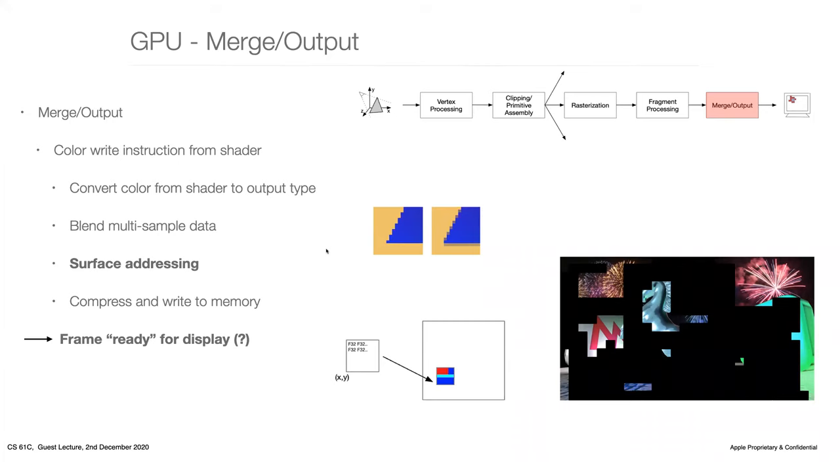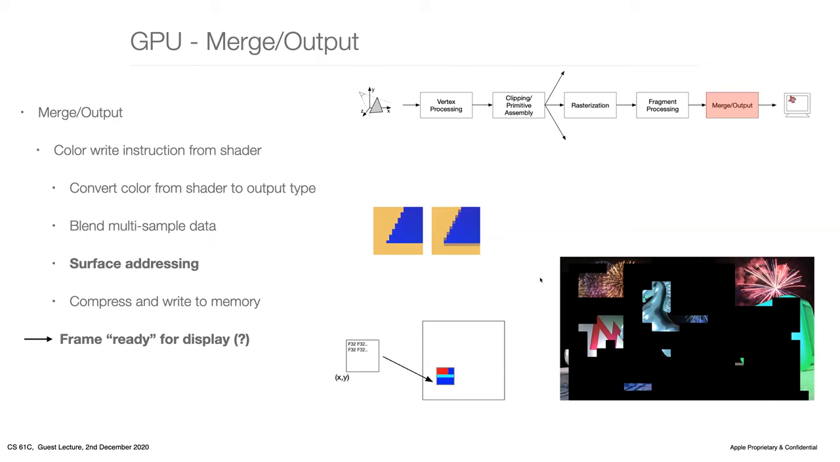Go pick up all this data and go put it on the display. And that's kind of what the output stage is. There are some other steps in there. There are blend tests and some stencil tests that I glossed over a little bit, but that's really the gist of it.